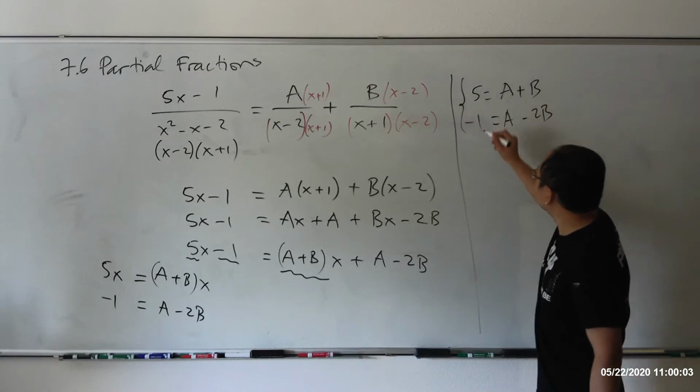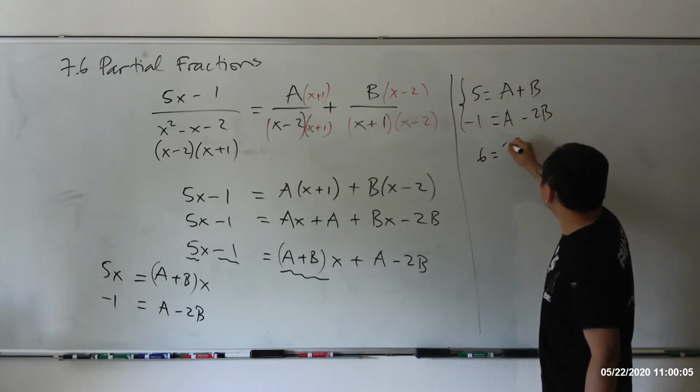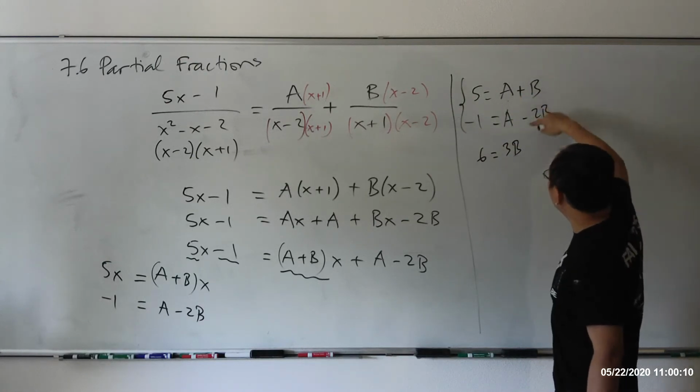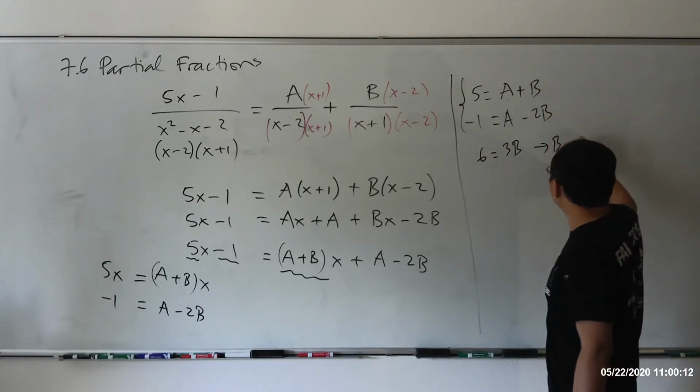You can solve a and b from here. Say I do a subtraction. I get 6 is equal to 3b. See, 5 minus negative 1 is 6. A minus a is 0. B minus negative 2b is 3b. So I got b is equal to 2.